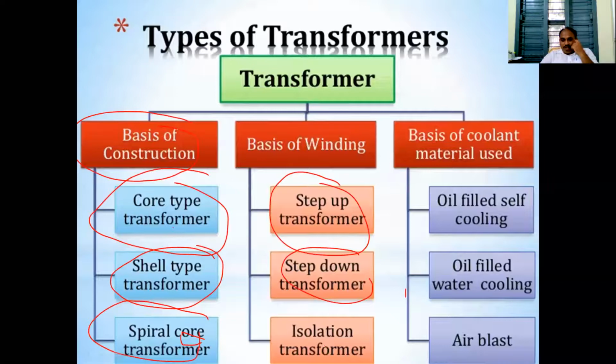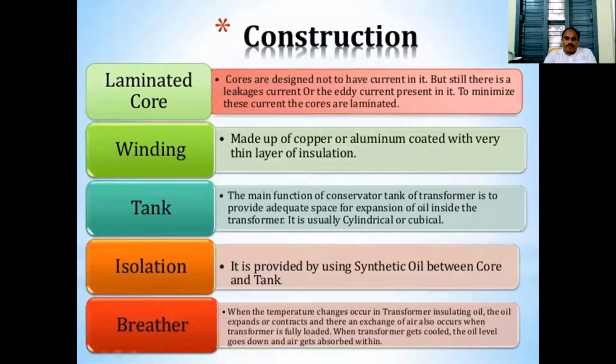Isolation transformer. This one is the isolation transformer. On the basis of the coolant material used: because a transformer has some losses, that loss is contained in the heat. We must remove the heat from the transformer windings. For that purpose, we use oil in the transformer. The purpose of the oil is that it acts as a coolant as well as an insulator. So we have oil filled self-cooling transformers and oil filled water cooled transformers. Water cooling means outside water cooling. Air blast means we provide fans to cool the transformers.